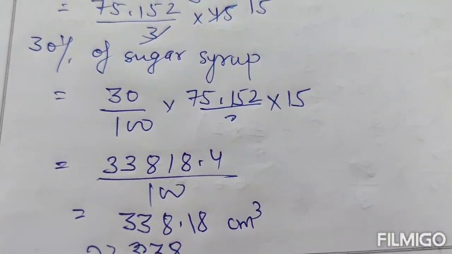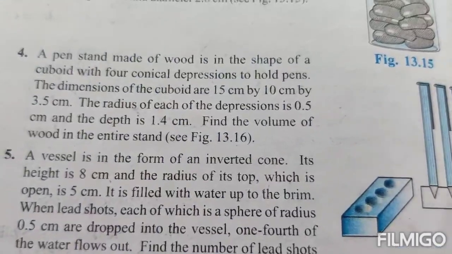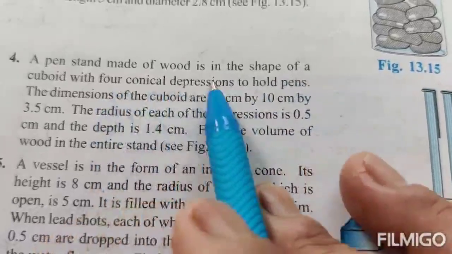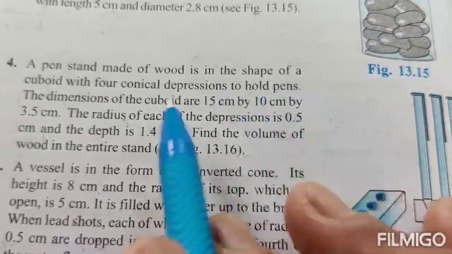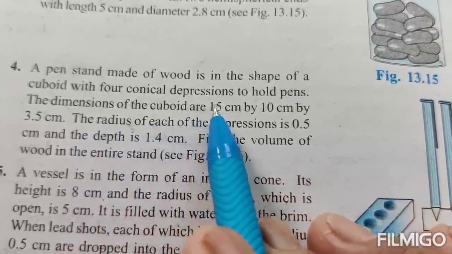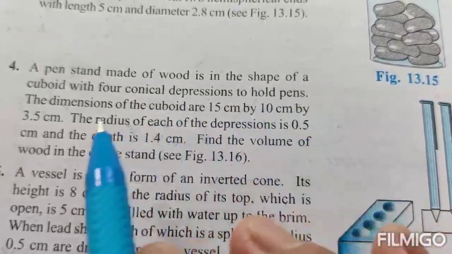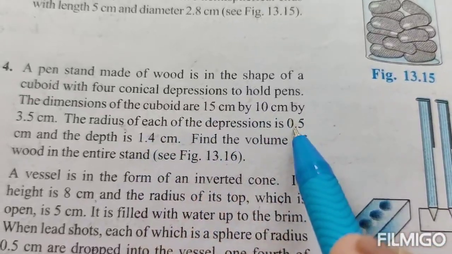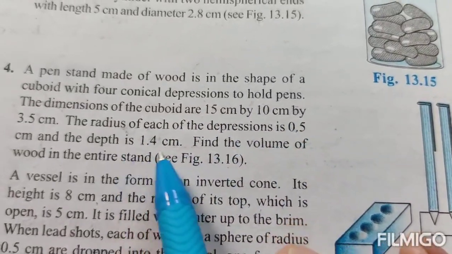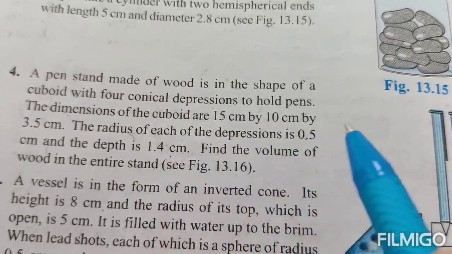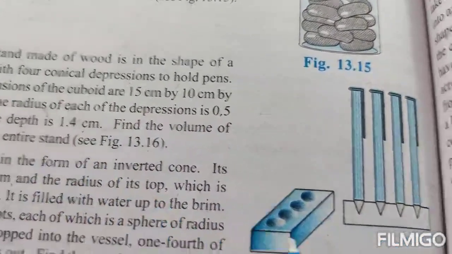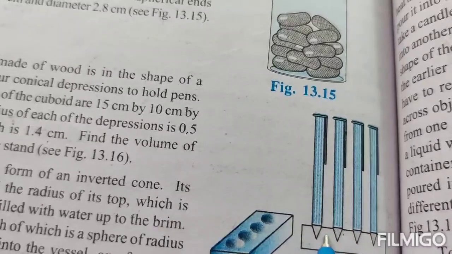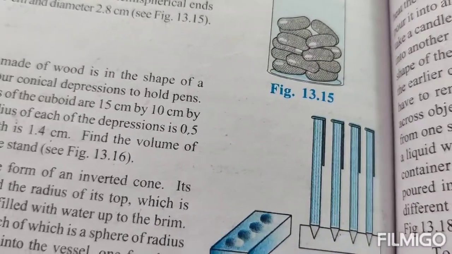Next question number 4. A pen stand made of wood in the shape of a cuboid with 4 conical depressions to hold pens. The dimensions of the cuboid are 15 cm, 10 cm and 3.5 cm. The radius of each of the depression is 0.5 cm and depth is 1.4 cm. Find the volume of the wood in the entire stand. The volume of the wood is volume of cuboid minus volume of 4 cones.